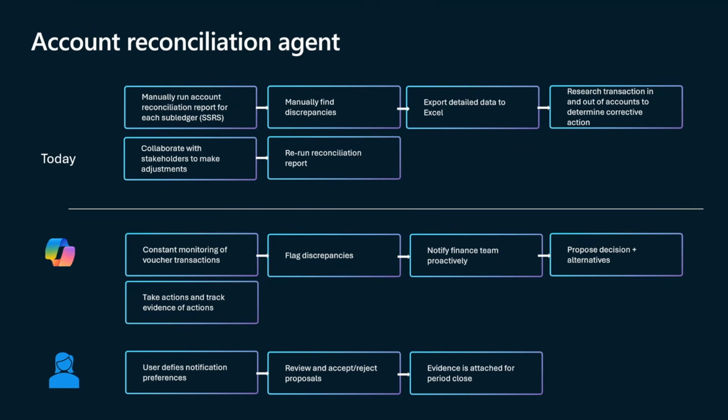So we can get notified, and we can notify the finance team proactively, and then we can propose decisions and alternatives for what to do to mitigate that. Then we take action and track evidence of these actions, so that we have an audit trail of what has been done by the agent or has been suggested.